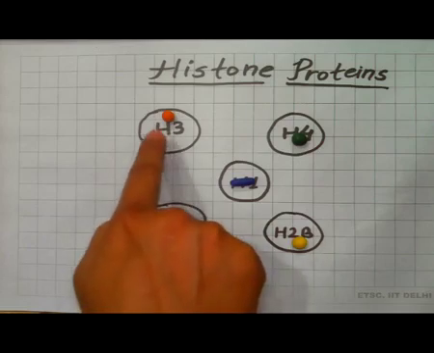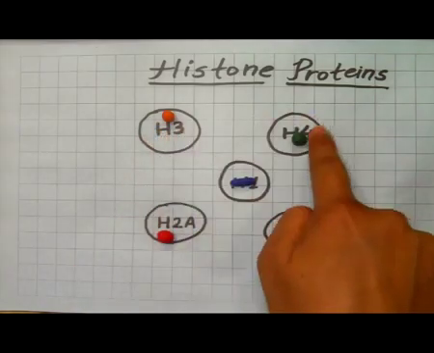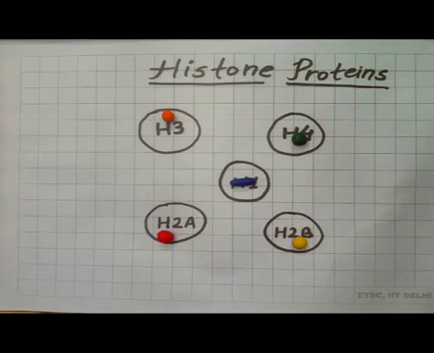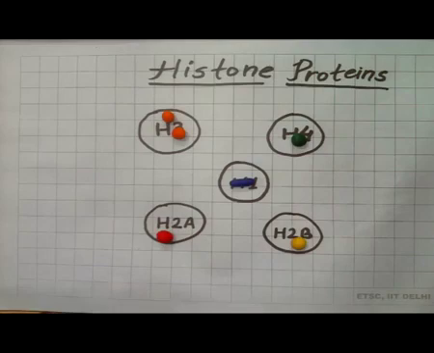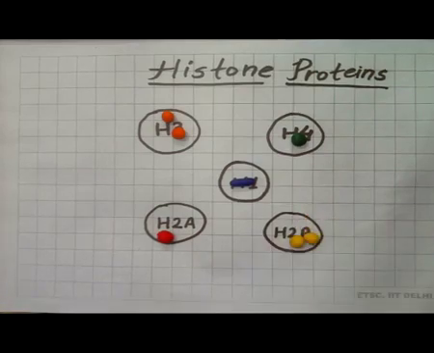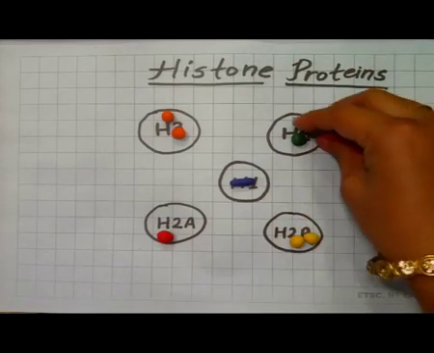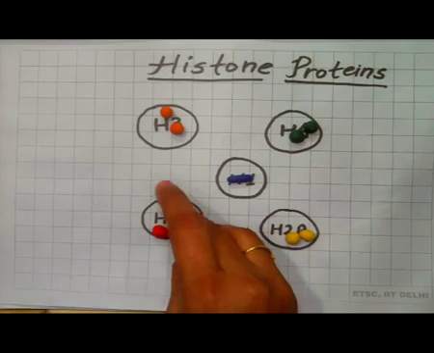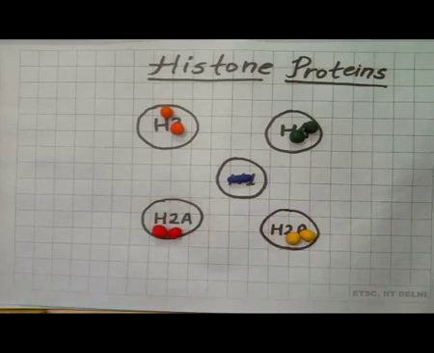Two molecules each of H3, H4, H2A and H2B will combine together to form the histone octamer. Let us know how these histone proteins combine to form the histone octamer.